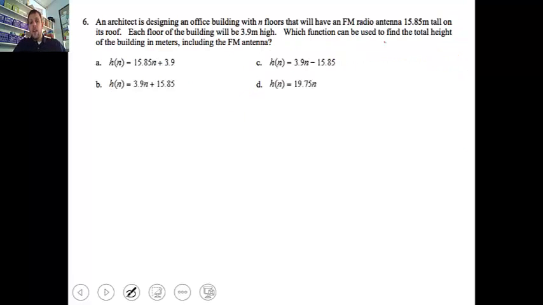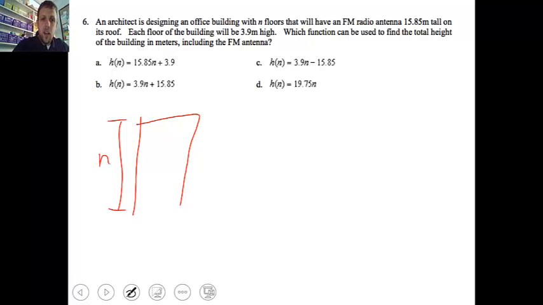An architect is designing an office building with N floors that will have an FM radio antenna that is 15.85 meters tall on its roof. Each floor of the building will be 3.9 meters high. What function can be used to find the total height of the building in meters, including the FM antenna?